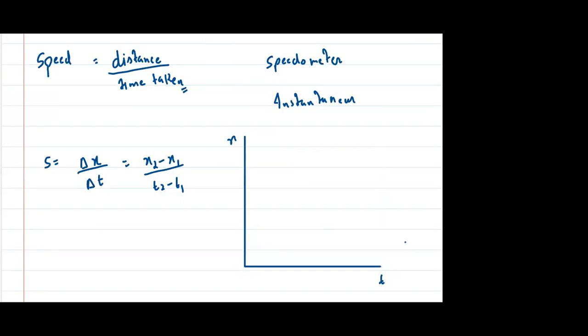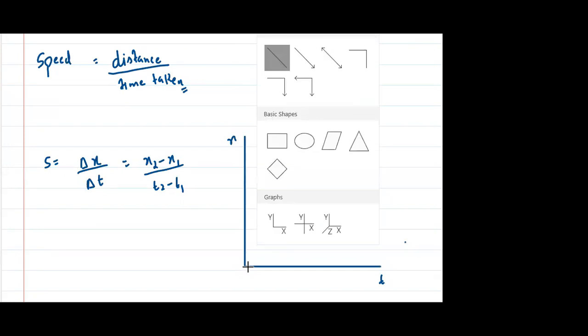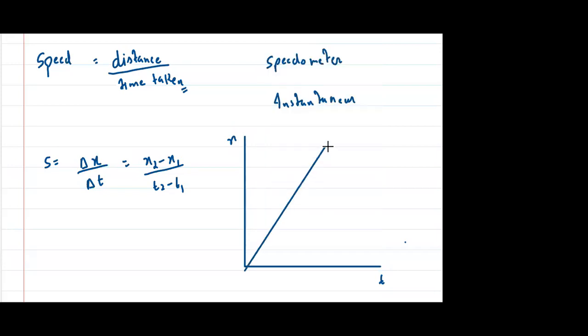Now, suppose the motion is like this. What kind of motion is this? Uniform motion. Very good. So suppose at time t1, this is t1, the distance is x1. And at time t2, this is t2, the distance is x2. Clear, Ayana? I guess this is clear.